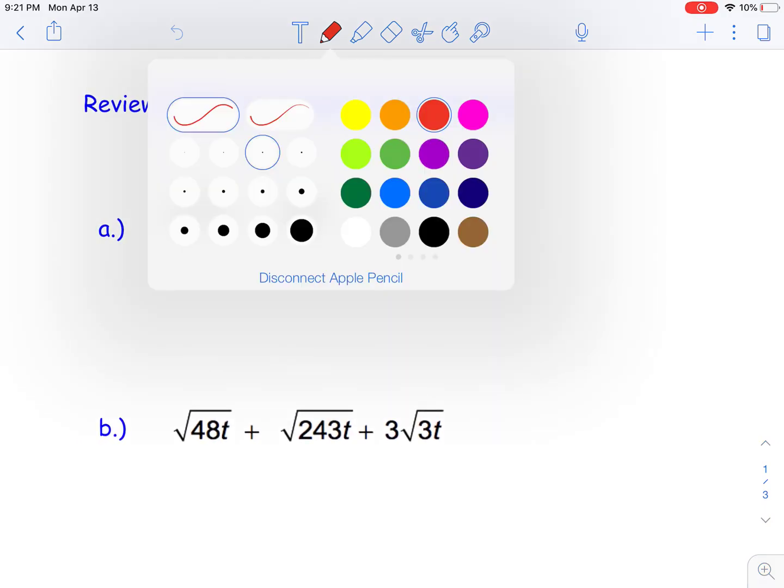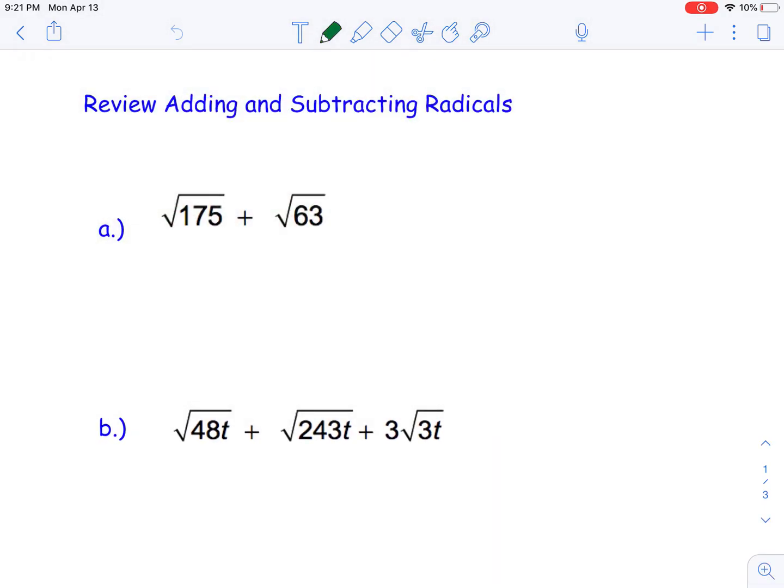So let's practice here. I'm going to simplify 175. I'm going to break it down. That's the same thing as 5 times 35. That's the same thing as 5 times 7. So I have a pair of 5's, so I can take out a 5, and the 7 has to stay underneath. So this simplifies down to 5 radical 7.